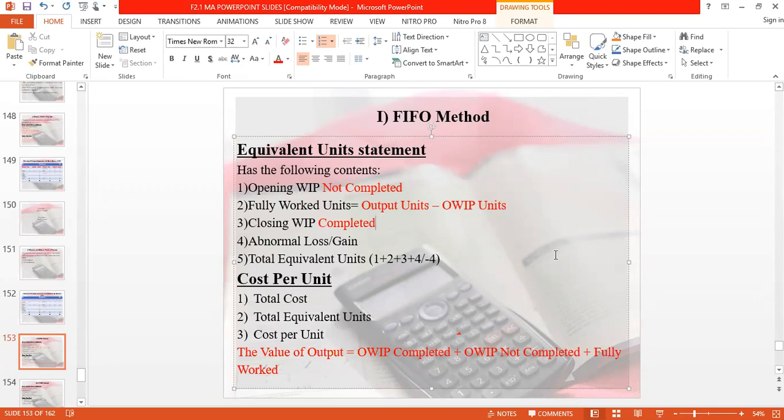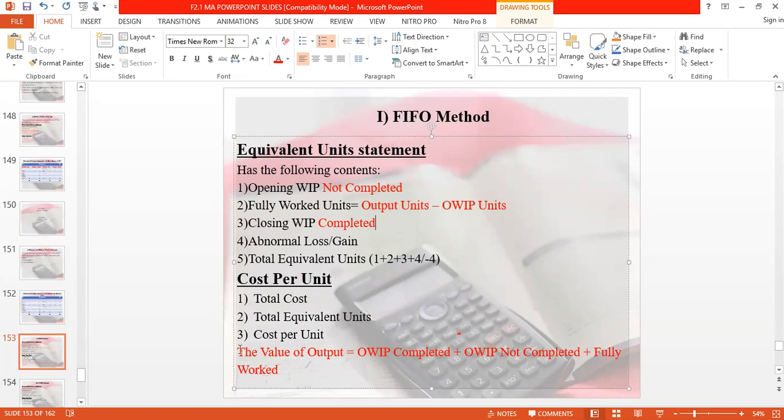Cost per unit. How do we get cost per unit? You use total cost, which you know how to get. For materials, you must subtract the normal loss amount. Next, total equivalent units. And then cost per unit.